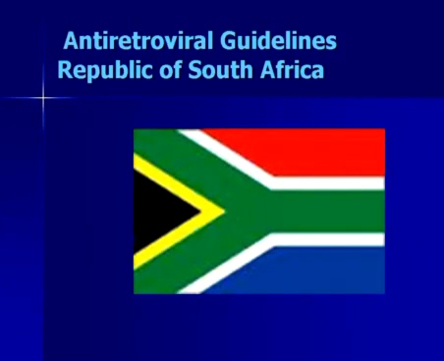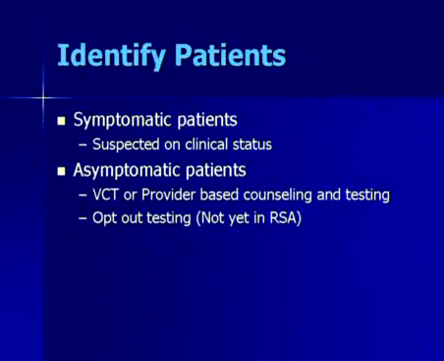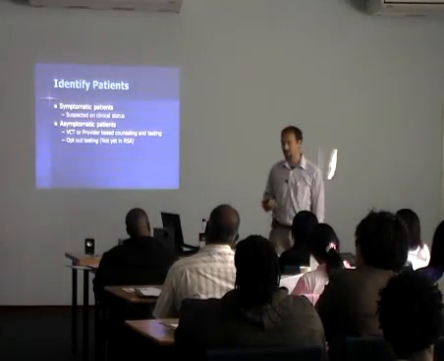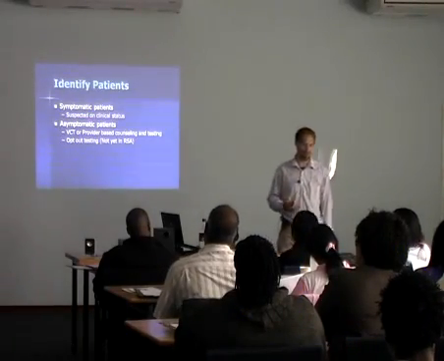Okay, so what now about our background? What are the new guidelines for adults? Well, of course, the guidelines tell us we need to identify patients. How do you know somebody needs treatment? You must identify them, the very same ways you can do it in children. There are symptomatic patients, of course, suspected on clinical status. They come in with signs and symptoms.